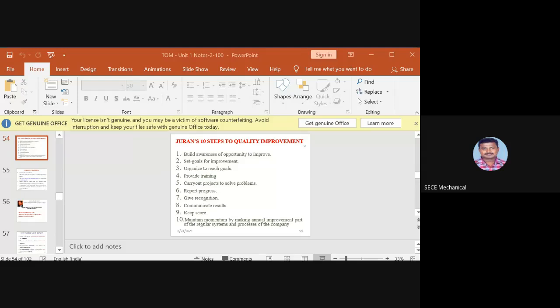Okay, first of all, we want to know about Crosby. Crosby is another American quality guru who rose to international fame, mainly thanks to his teachings on quality management. He is best known for the concepts of zero defects and do it right the first time. His main motto is zero defects. He introduced zero defects, and he said always do it right the first time.